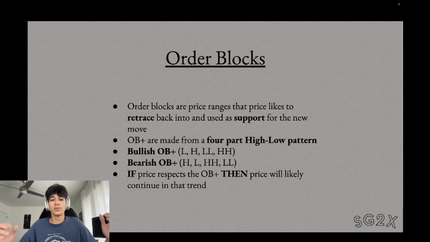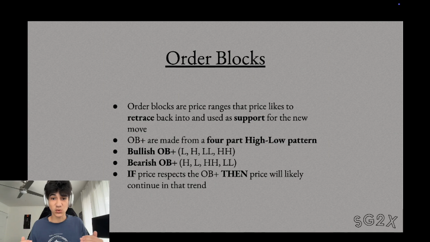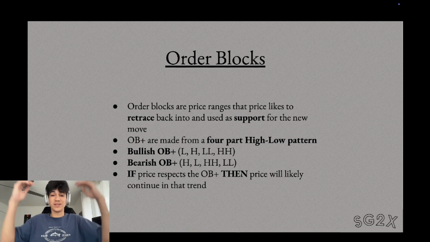Order blocks are a retracement confluence, which means pretty much that price likes to retrace into these before expanding even higher or lower, depending on where price wants to go. What is an order block? Order blocks are price ranges that price likes to retrace back into to use as support for the new move. Basically, what that means is that there's a lot of buy or sell positions in these order blocks. Price will come back into these order blocks to get more buy or sell orders to increase or decrease price.